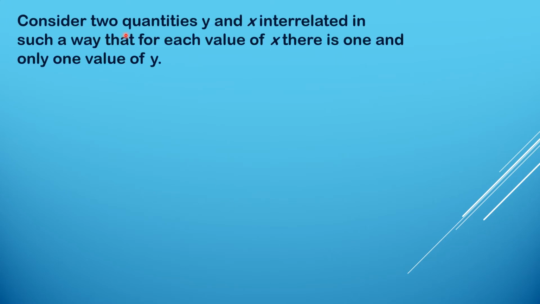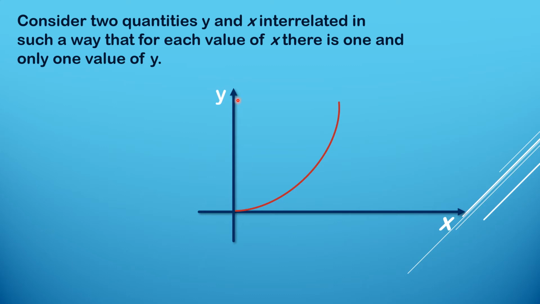Now, consider two quantities y and x interrelated in such a way that for each value of x, there is one and only one value of y. So let's see what it is. Exactly, let's consider two quantities y and x, and we can plot these quantities like this. And y and x are interrelated such that there is one and only one value of x for a particular value of y.